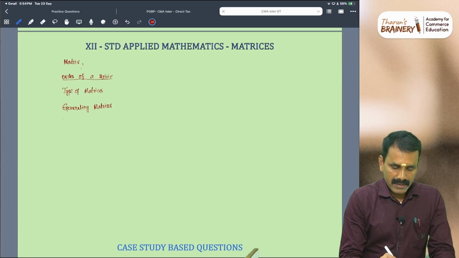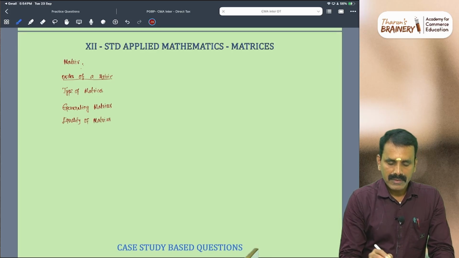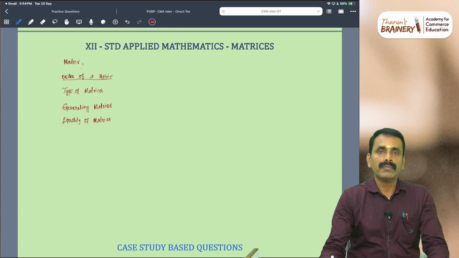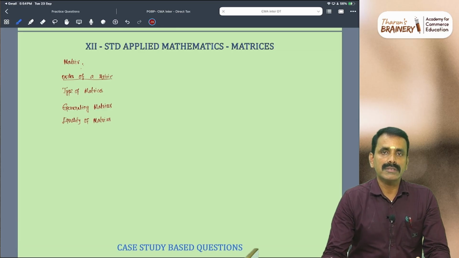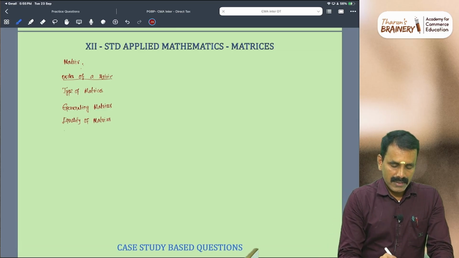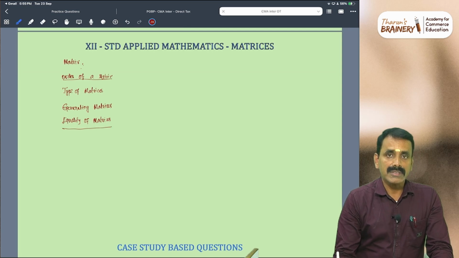Then equality of matrices. When two matrices are said to be equal? Two matrices are said to be equal only when they are of same order and their corresponding elements are also same. Is it clear? Then what are the operations we can perform in matrices?